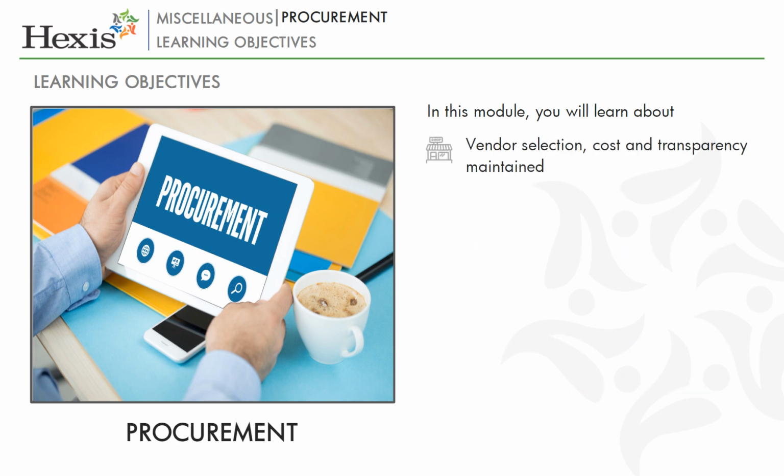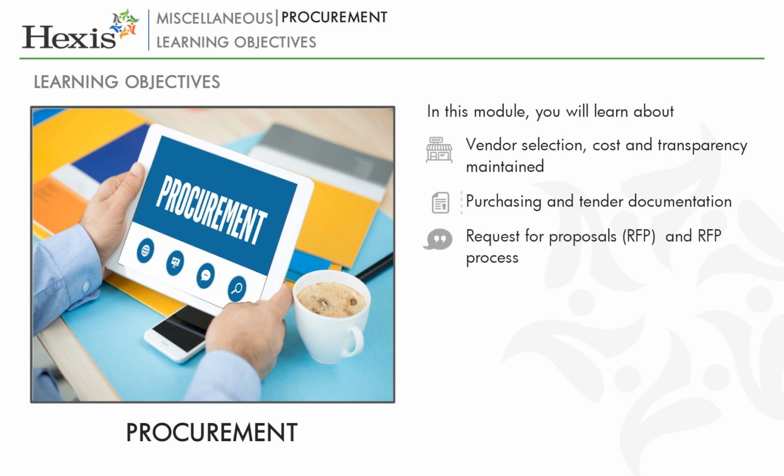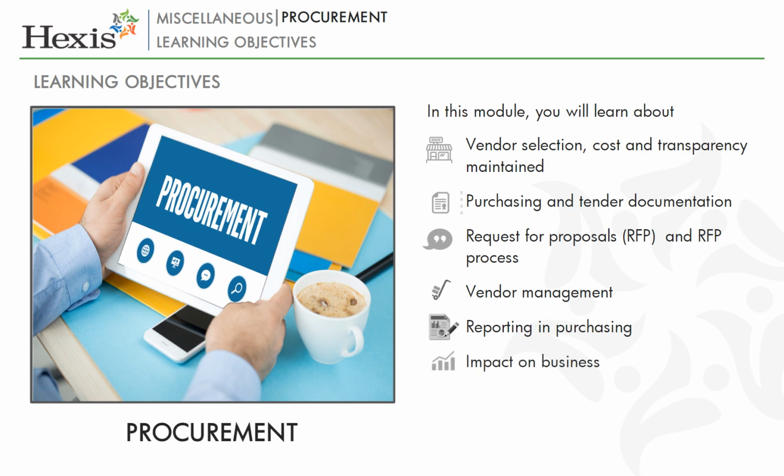Discuss the importance of vendor selection, cost and transparency maintenance. Describe the documentation required for purchasing and tender filling. Explain the request for proposals, that is RFP, and RFP process. Discuss vendor management. Describe the importance of reporting in purchasing. Discuss the impact of procurement on business.